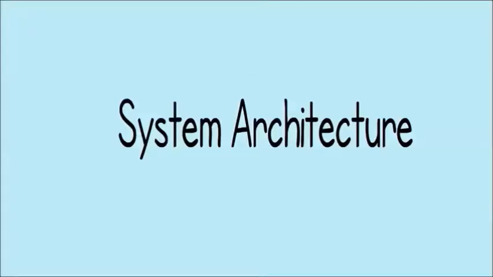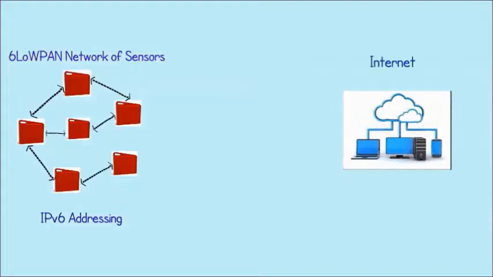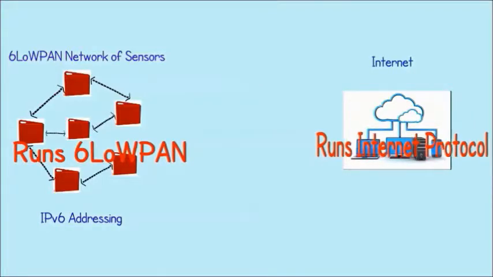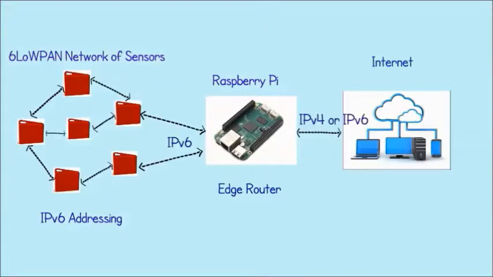So this is our system architecture. We have a mesh network of sensors which runs 6LowPAN protocol and hence IPv6 addressing. This network has to be connected to the internet which runs internet protocol. Hence we need an edge router to interface the 6LowPAN network to the internet.